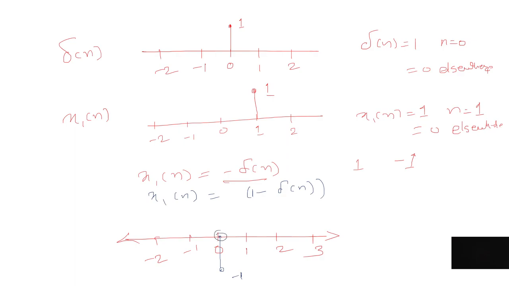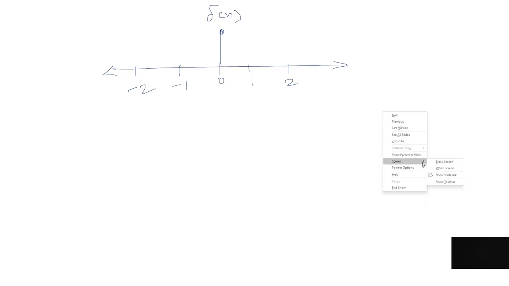What I can do is that I can delay the signal, right? So what I need to do is shift it by one to the right, okay? I have to shift del of n by one to the right. This is 0, this is 1, this is 2, minus 1, minus 2, right? This is my signal, this is my del of n, right? I have to delay it, right?